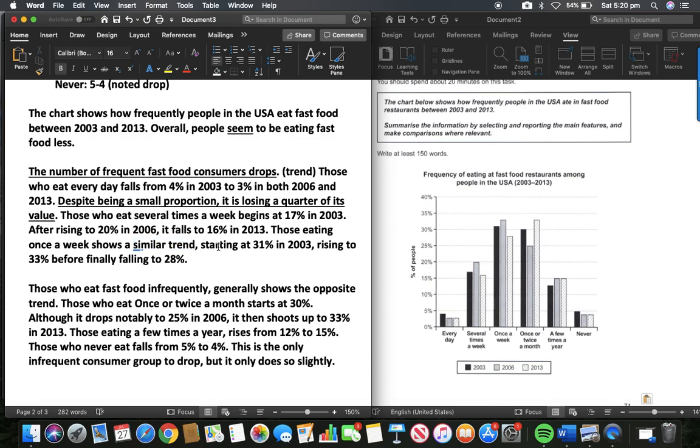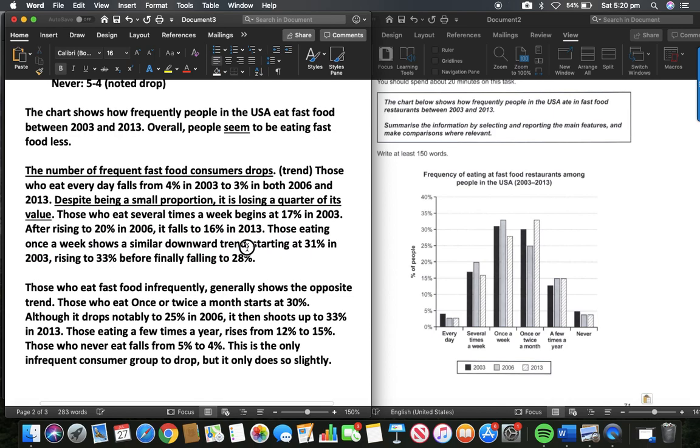And I could add here a similar downward trend, starting at 31% in 2003. And by the way, nice grammar point: shows a similar trend, comma, starting at 31% in 2003, rising to 33% before finally falling to 28%. So that is a gorgeous sentence. It shows a trend, comma, starting.